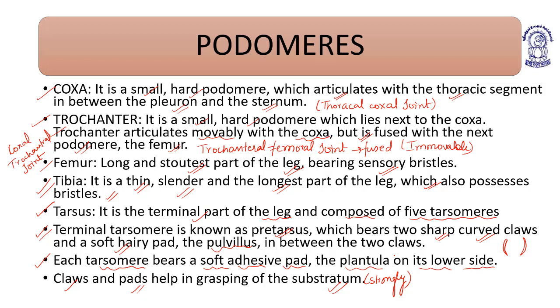Tarsus, it is the terminal part of the leg composed of 5 tarsomeres. The terminal tarsomere is known as what? Pretarsus, which bears 2 sharp curved claws, having a soft hairy pad in between, the pulvillus. Each tarsomere bears a soft adhesive pad, the plantula, on the base. Claws and pads help to grasp the substratum.